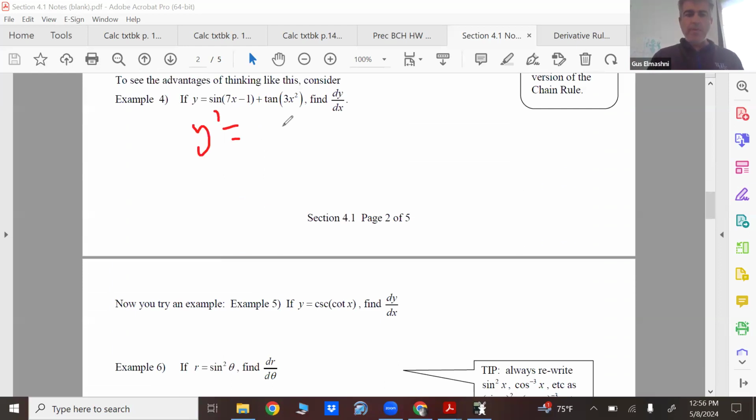y prime equals cosine. I'll put a 7 on the outside because I know that's going to be there when I take the derivative of 7x minus 1. Then tangent, secant squared, plus 9x.